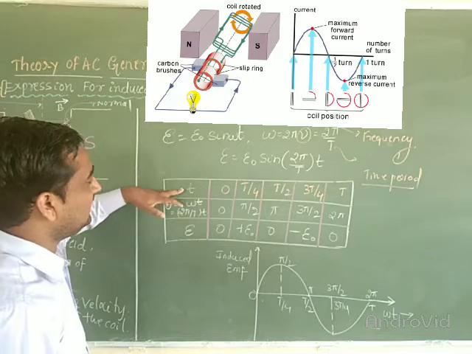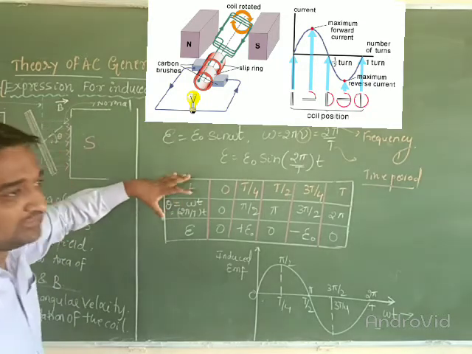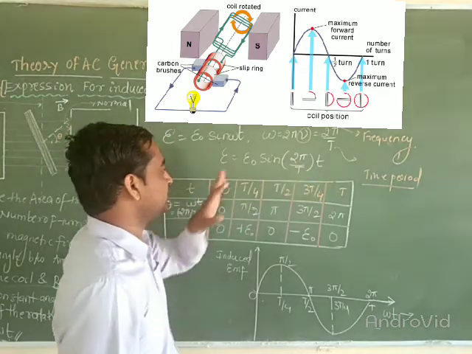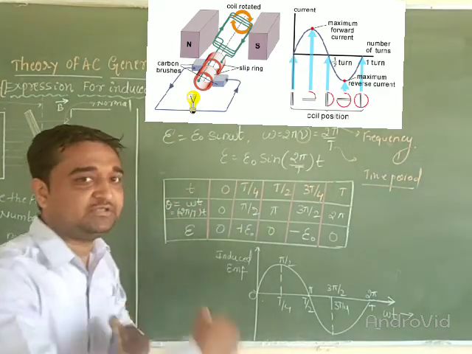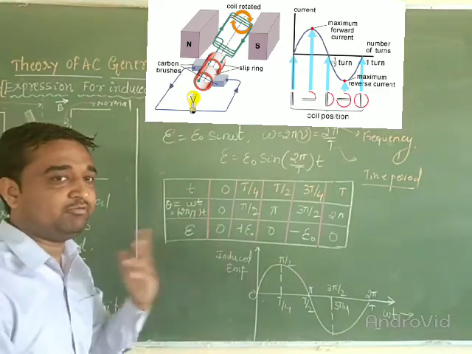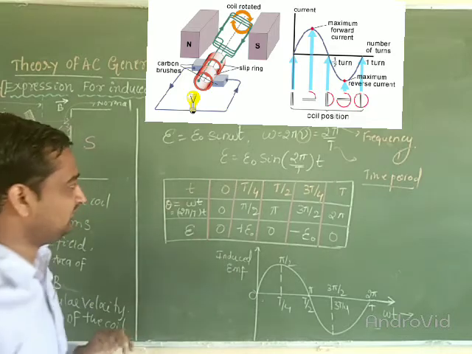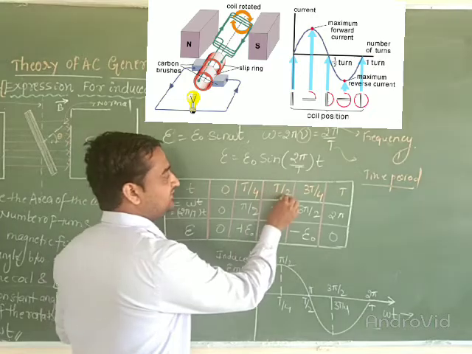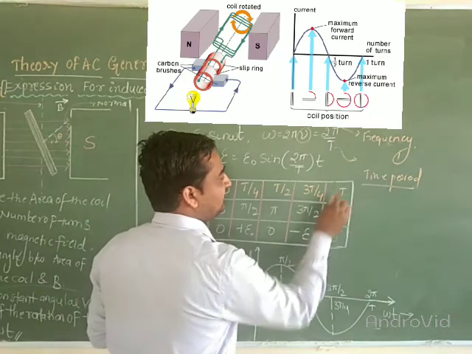So here we have to draw the table with these two values. It is the time, and one more is the value of theta. Theta value keeps changing, and using the two variables, theta and time, we plot the graph, right? When t is equal to 0, T by 4, T by 2, 3T by 4 and T.